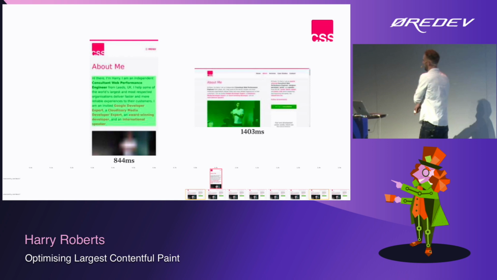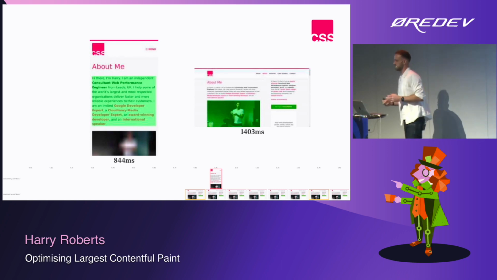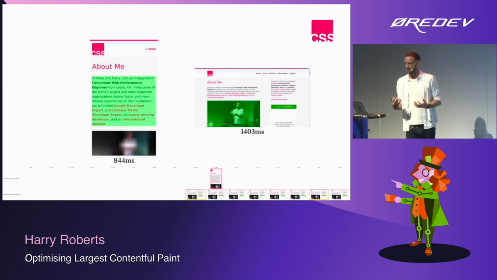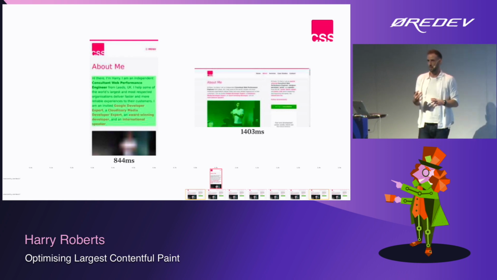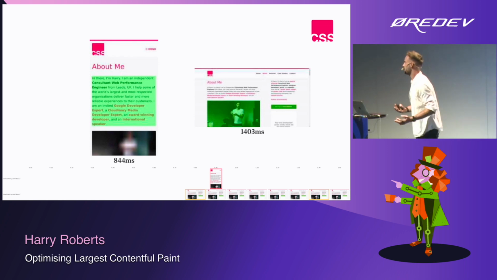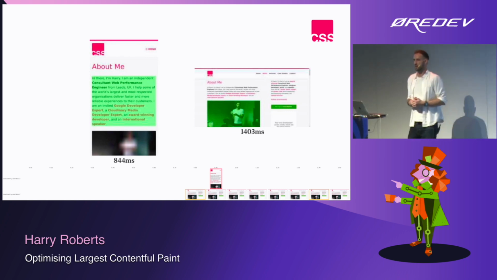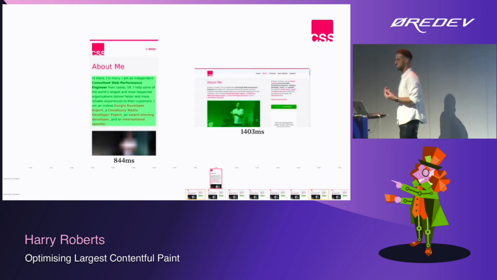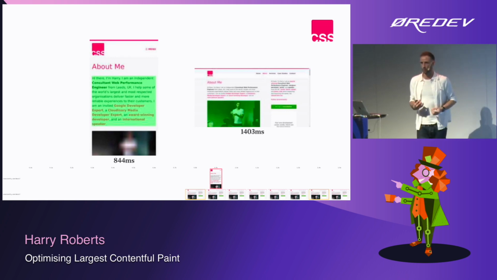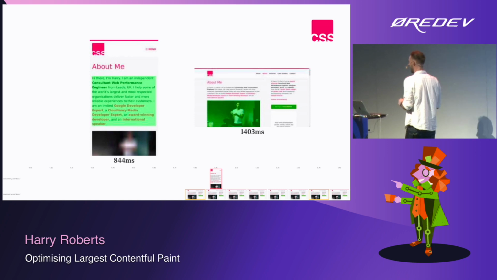My website, for example, the LCP candidate on mobile is this paragraph element. Running the exact same test with the exact same image over the exact same network conditions, but on desktop, the LCP becomes the image element itself, and we immediately lose 559 milliseconds just because we're picking a different element this time. On mobile, when the image is not the biggest thing in the viewport, LCP comes in at 844 milliseconds.